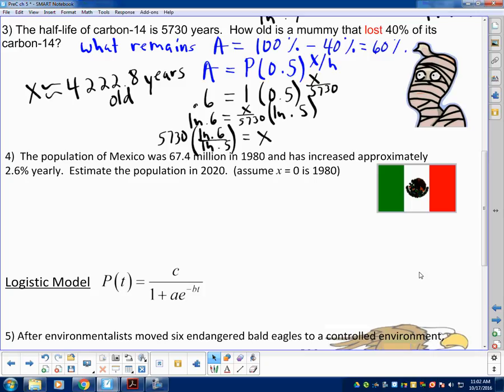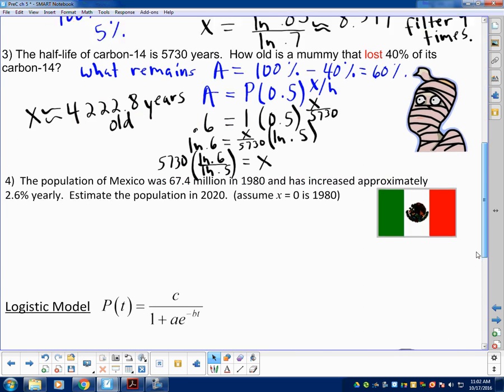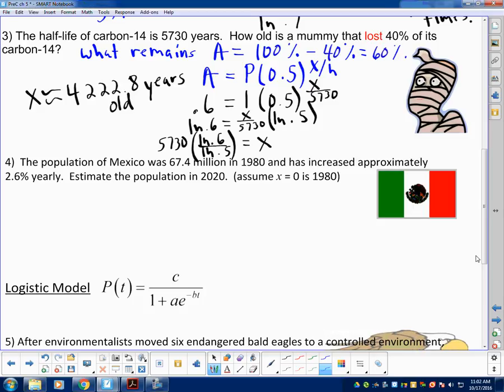So this one is, once again, let's go up here. I'm going to take my little highlight here. It's exponential growth again, but it's the one on the right this time. Okay, you know why? I've given a percent and not the growth factor. So I have amount equals starting amount times 1 plus r to the x.